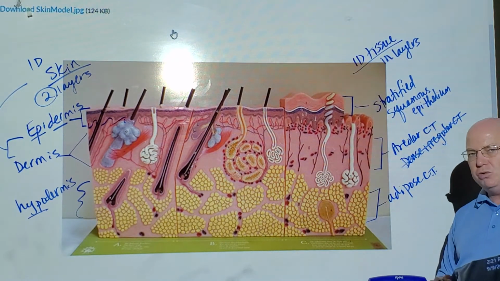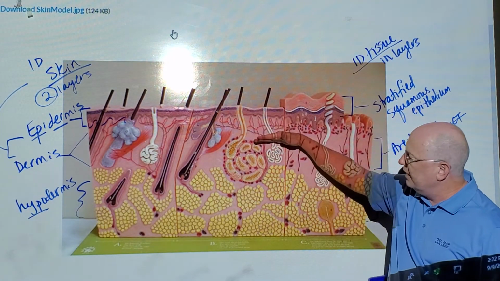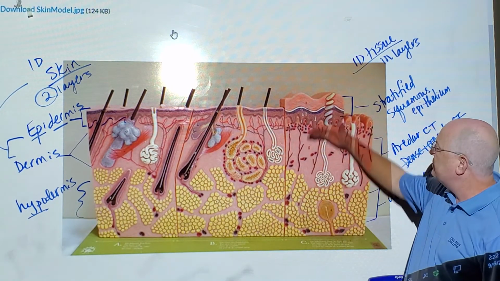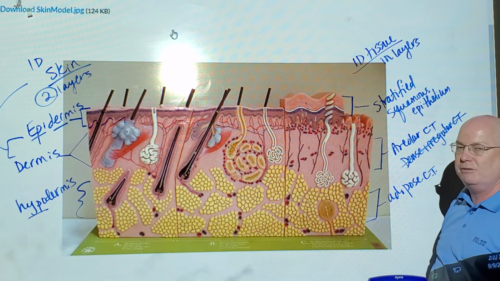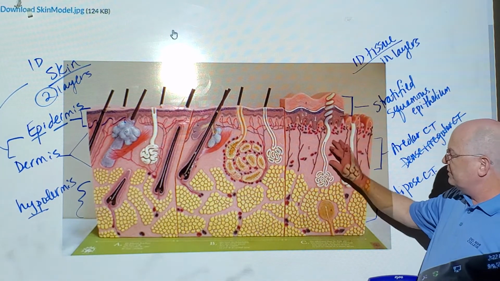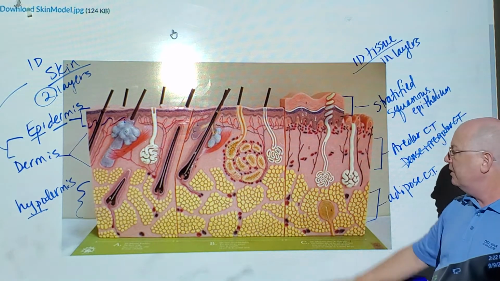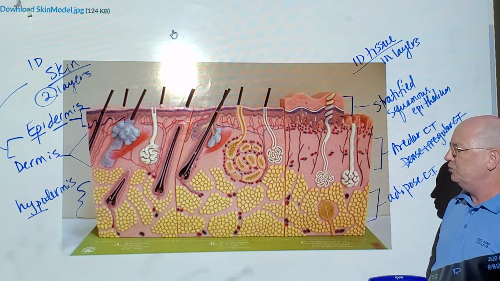So now there's 6 questions I could ask. ID the layer, epidermis. ID the layer, dermis. ID the layer, hypodermis. If I say ID the type of tissue found in this layer, the answer is stratified squamous epithelium. If I say identify one of the tissues found in this layer, you can say areolar connective tissue. And ID the tissue found in this layer, that would be adipose connective tissue.